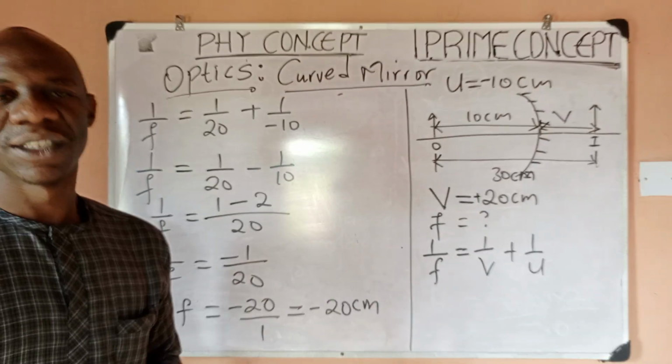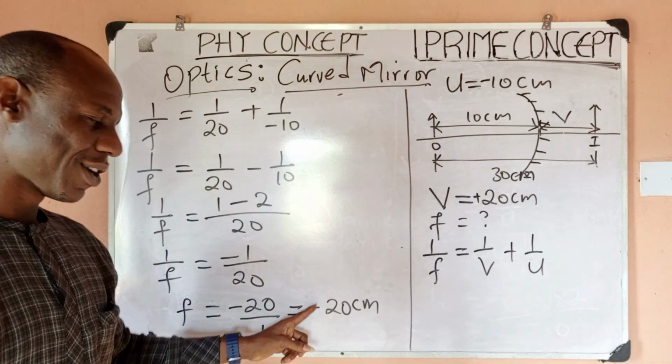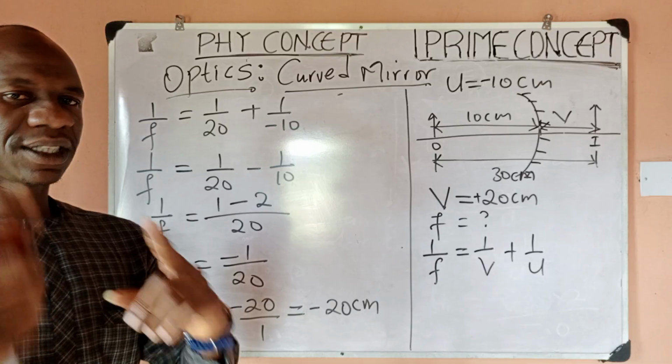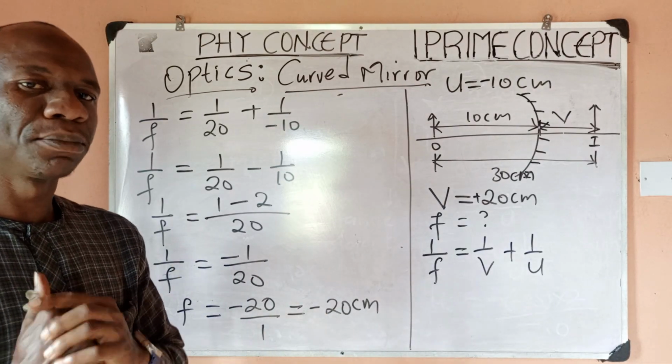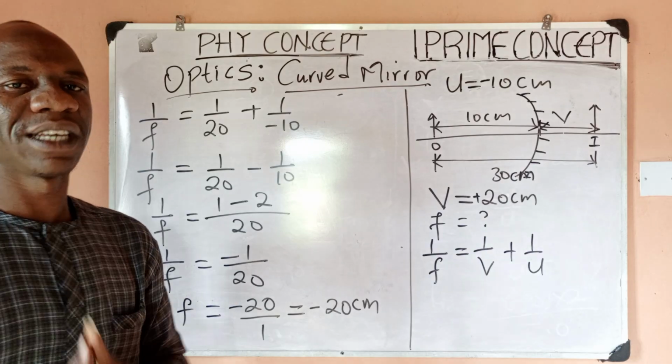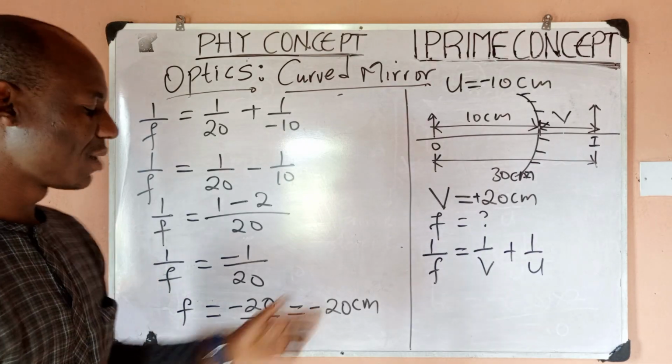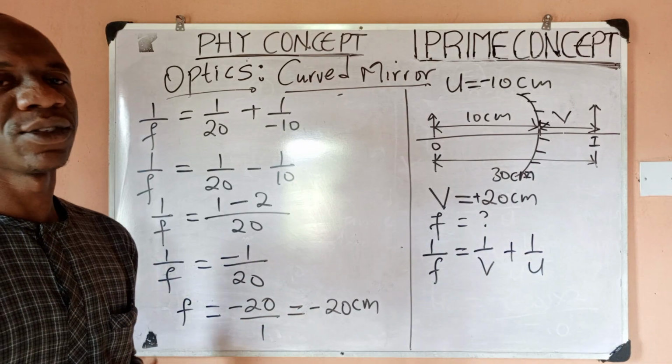Now, what would you see in your option? Again, you will not see minus in your option. What does the minus sign tell you? The minus sign simply confirms that you're actually dealing with a concave mirror. So I believe this concept is very clear to you.